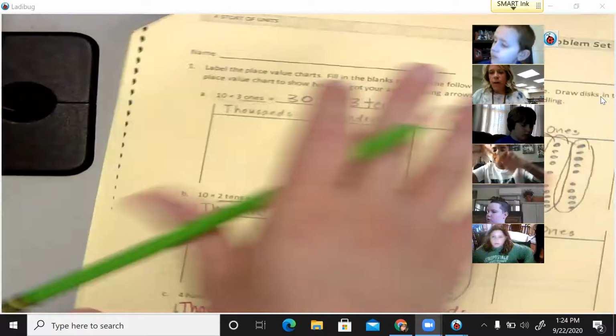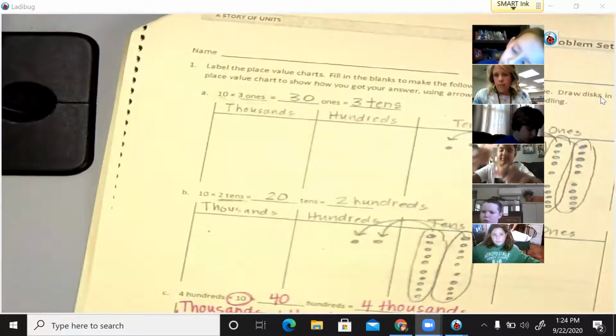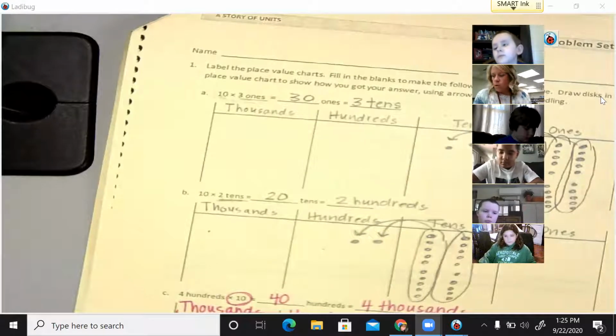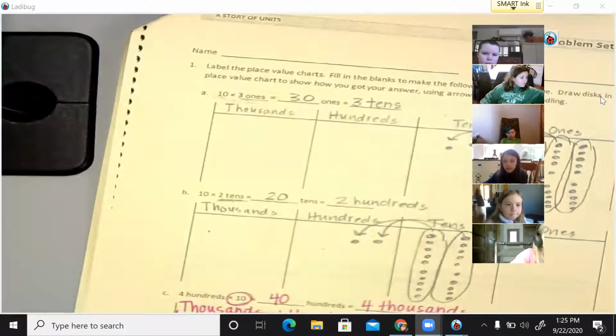Okay, and then we did letter C yesterday. So do you guys have any questions? Please unmute yourself and ask if you have any questions about how to use these place value charts.